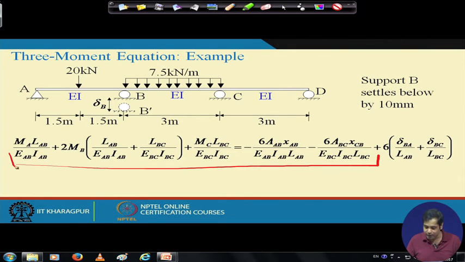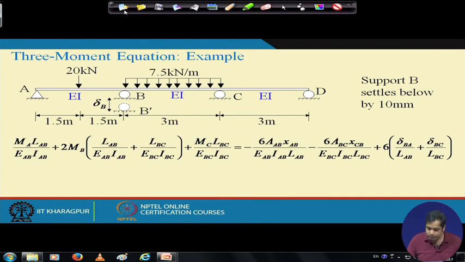Now, this part is due to the settlement of the support. If we consider only this part, it will give you the moments generated in the structure due to the external load, and this additional part will give you the additional moment generated in the structure due to the support settlement. Now, what is delta BA?